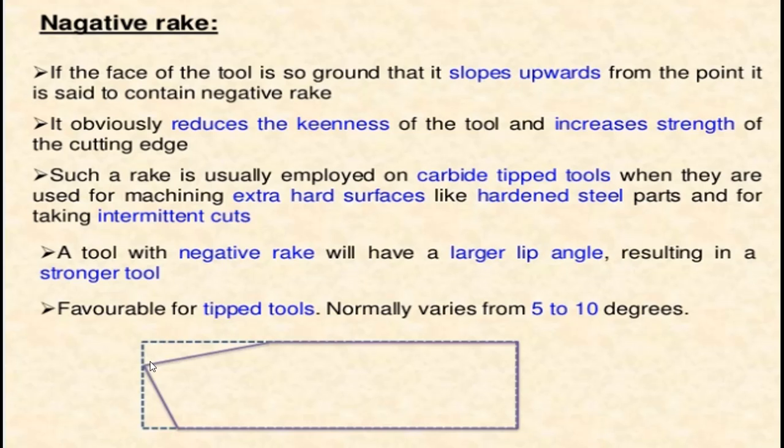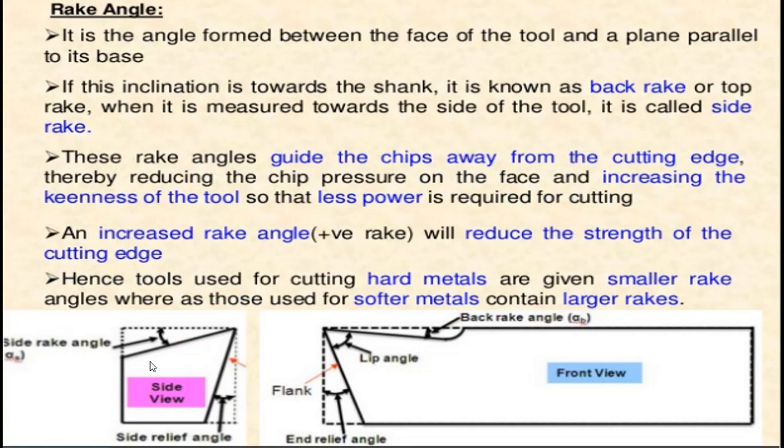Next, positive rake angle. It is recommended under these conditions: for machining low strength ferrous and non-ferrous material, and again for machining at low speed. Next, when the setup lacks strength and rigidity, for example machining a long shaft with smaller diameter, it is desirable to use positive rake angle. And when a low power machine is used, in that case also a positive rake angle tool can be used.